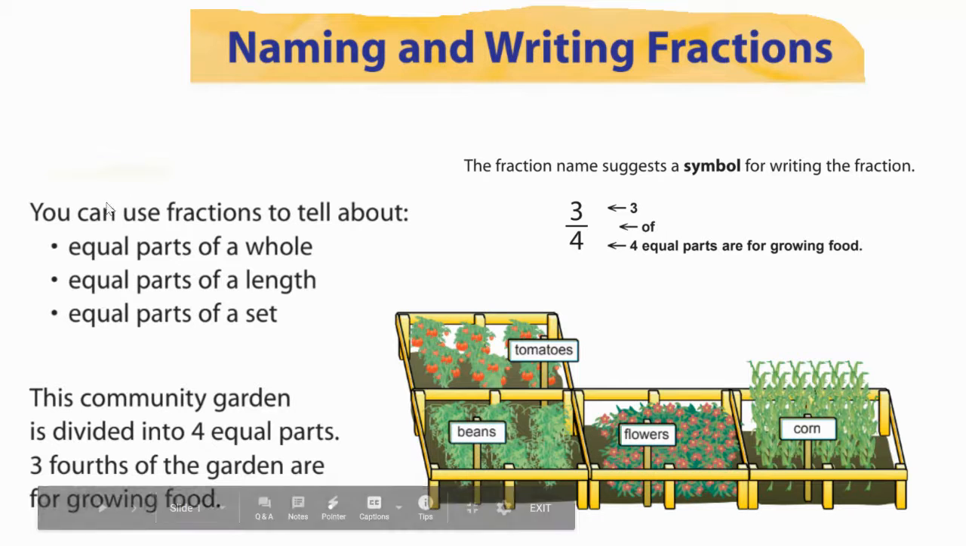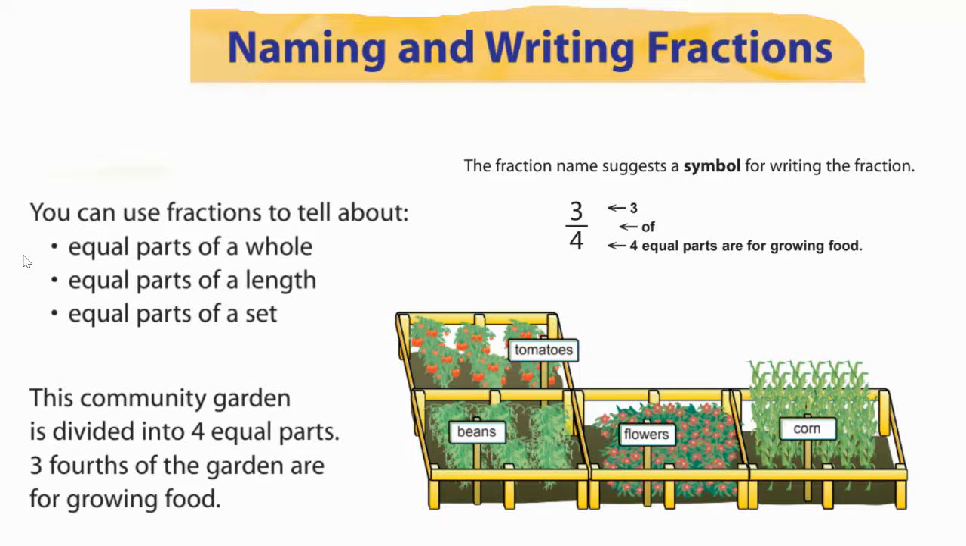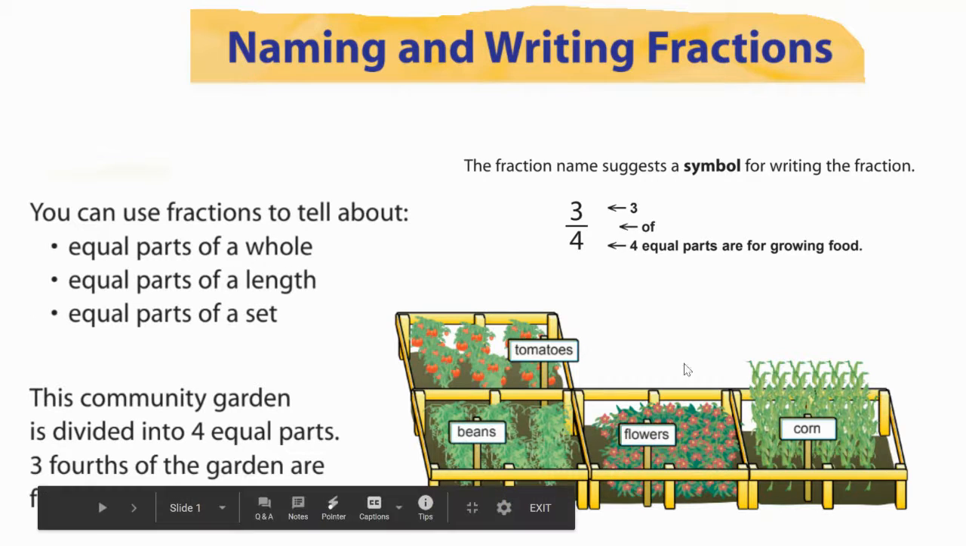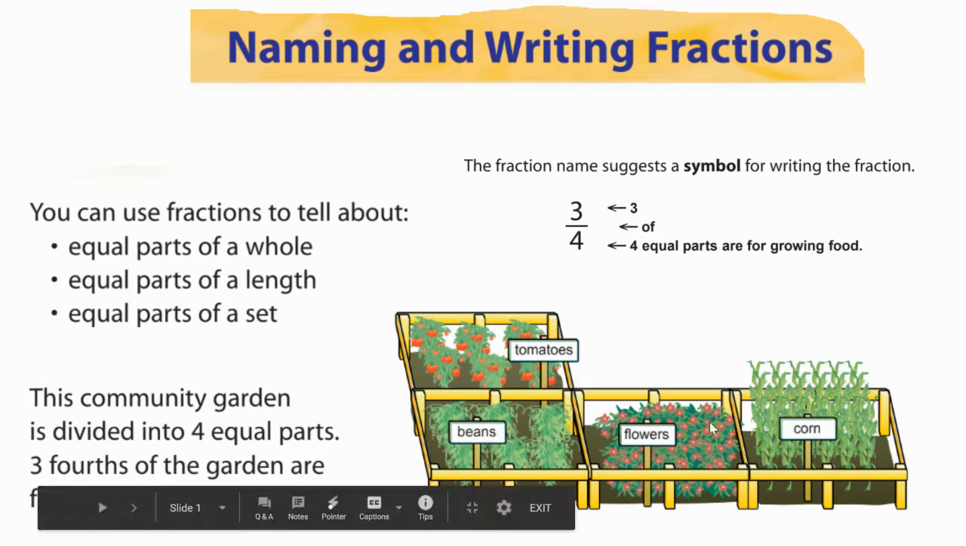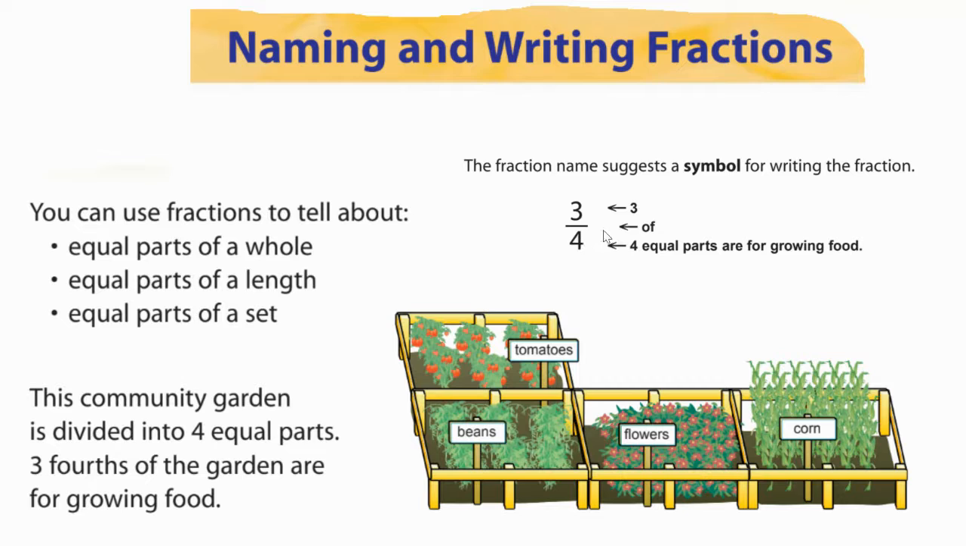You can use fractions to tell about equal parts of a whole, equal parts of length, equal parts of a set. So this community garden right here is divided into 4 equal parts. 3/4 of the garden are growing food: tomatoes, beans, and corn. Flowers is not food in this case, so that's why it's not considered food. So 3 out of 4. The fraction name suggests a symbol for writing the fraction. So 3/4, 3 of 4 equal parts are for growing food.